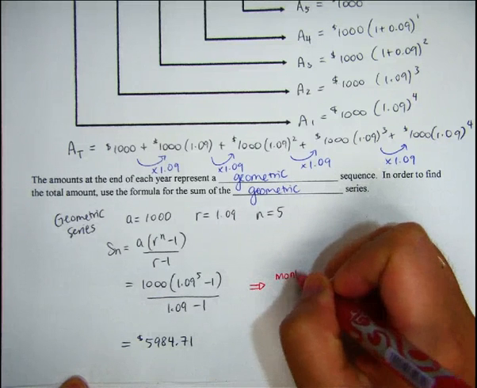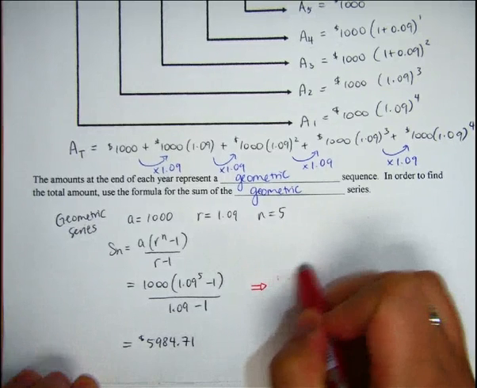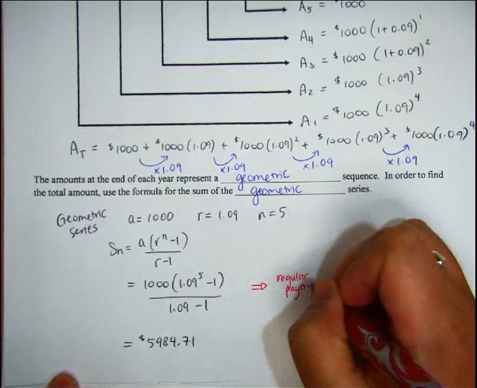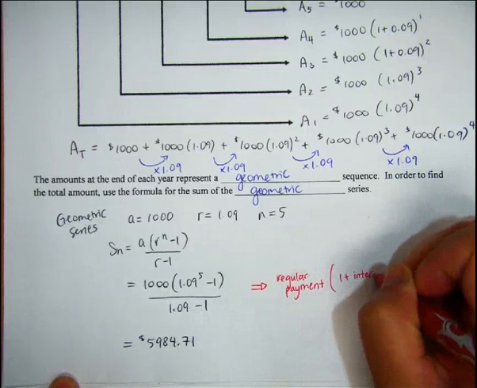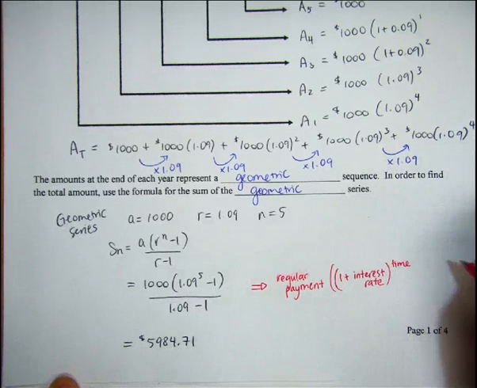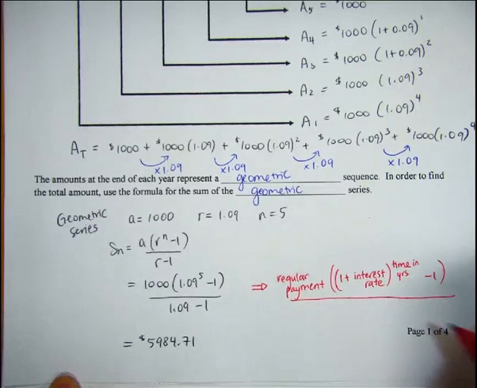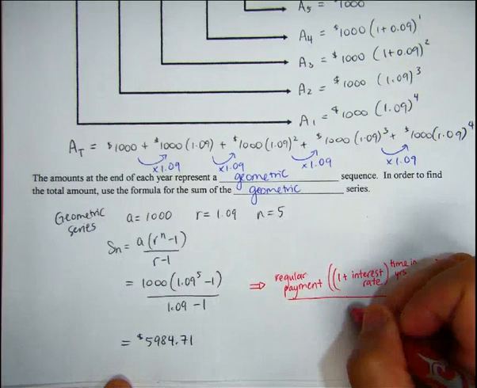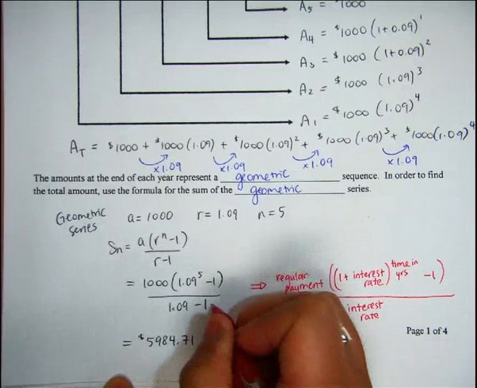Now, if you notice, I'm going to rewrite this formula using words. This is the regular payment, that's the $1,000. Multiply that by 1 plus the interest rate, to the exponent of time in years, and then subtract 1, divide that by 1 plus the interest rate minus 1, which is just the interest rate. This is going to be 0.09.